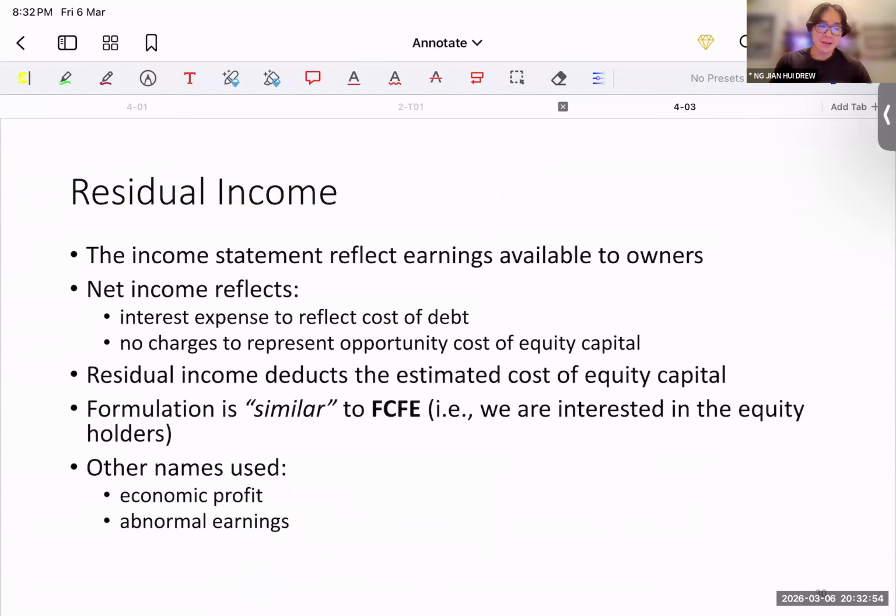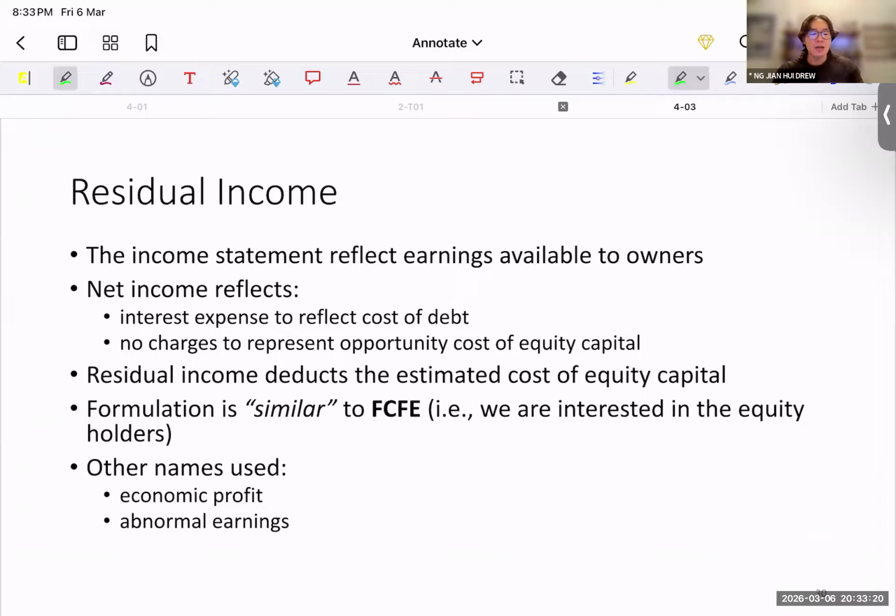Thanks for the question. Okay, so if we have no other questions, let's move on to our residual income model. Again, we mentioned this in lecture 2, where we discussed residual income a bit as well. We'll just do a recap.